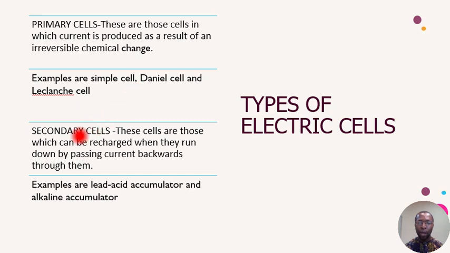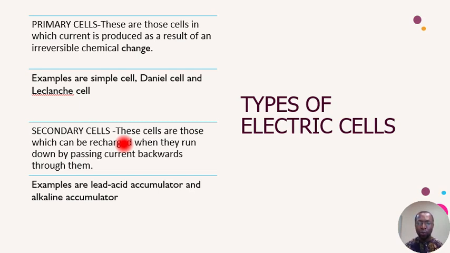Then the second type of cell that we have is called the secondary cells, the secondary electric cell. Now these are just the opposite of primary cells. These are cells which can be recharged when they run down, by passing current backward through them. All right, so that is how they are different from primary cells. Primary cells cannot be recharged. Once they are down, they are down. But secondary cells can be recharged. Of course, we use these secondary cells in some of our gadgets, like our phone, our laptop, our wristwatch, and so on and so forth.